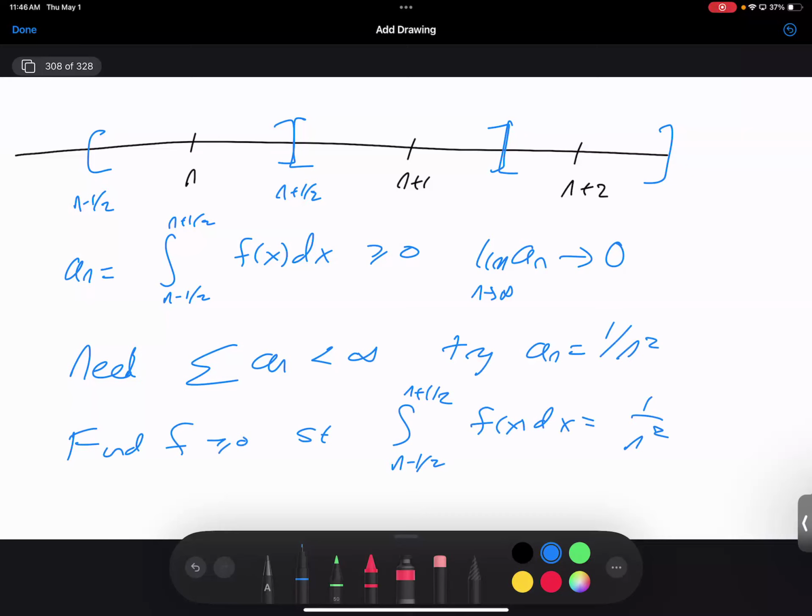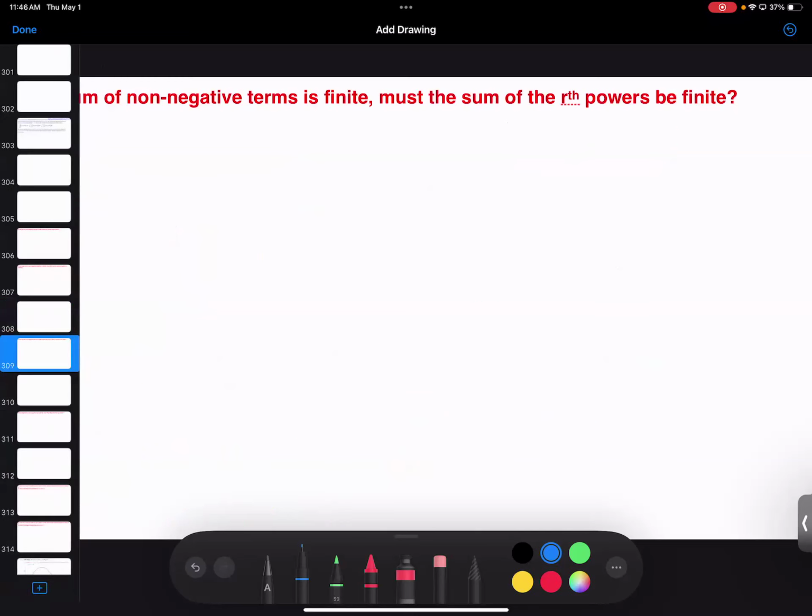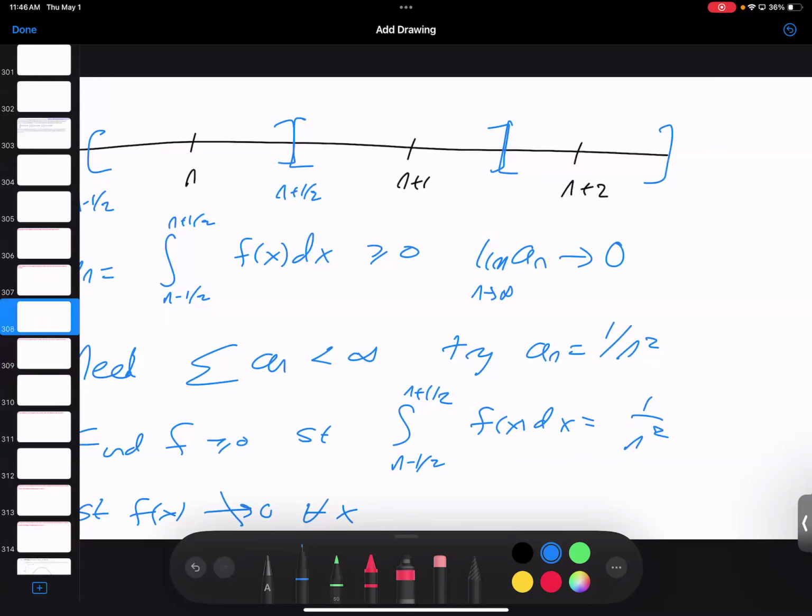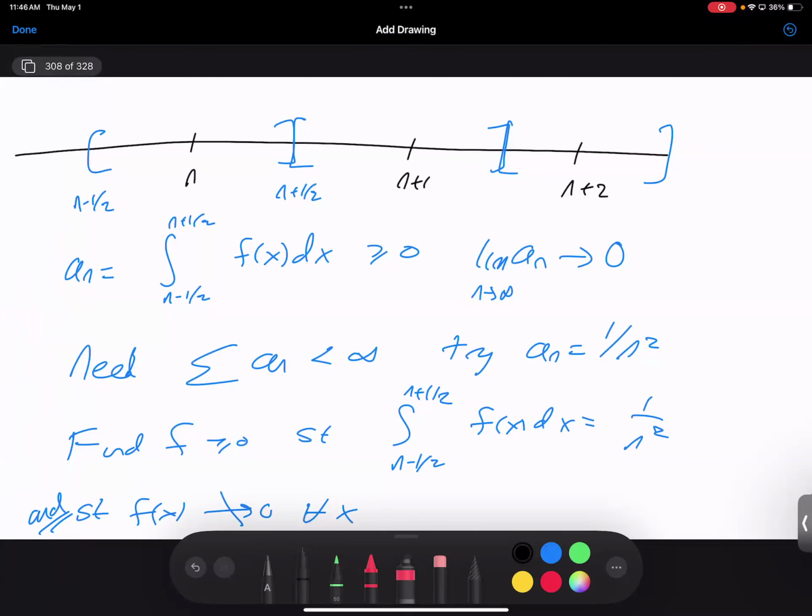And ideally, we might want it such that f of x does not go to 0 for all x. So if it's not going to 0, maybe f is getting large in small regions and small most of the time. So here is n minus a half, n plus a half. Any thoughts about how large I should have f be at n?